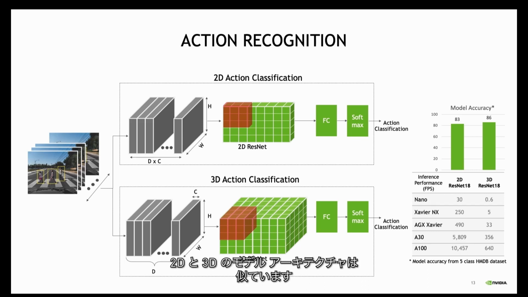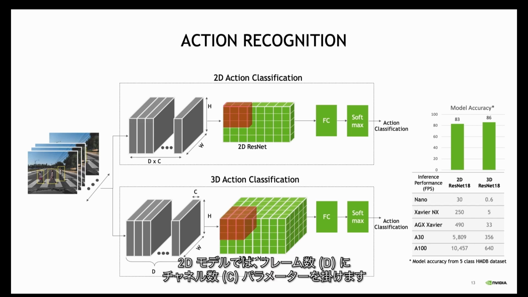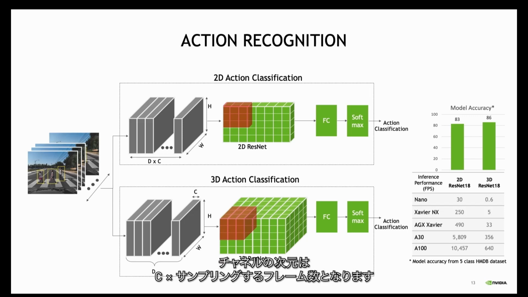Model architectures for both 2D and 3D are similar. In the 2D model, you multiply the number of frames, or D, with the channel count, or C parameter. The channel dimension will now be C times the number of frames that we're sampling. For a 3D model, we add a new dimension to our existing height, width, and channel dimension. This new dimension represents the temporal information.